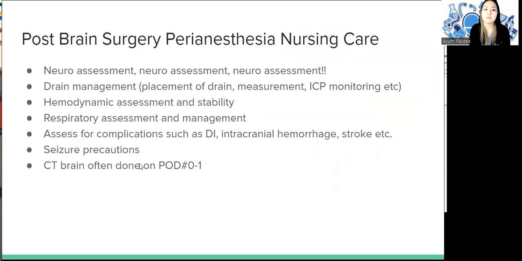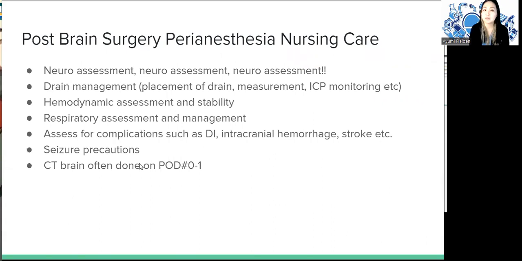So what are the post-brain surgery and seizure nursing care considerations you need to be aware of? It's really important you do a good neuro assessment. I cannot stress this enough. When you assess a patient in the PACU, the priority is always your airway, breathing, and circulation. For some surgeries you go check other things like pulses of the legs and whatnot. But for neuro, you need to assess your neuro well and very often.